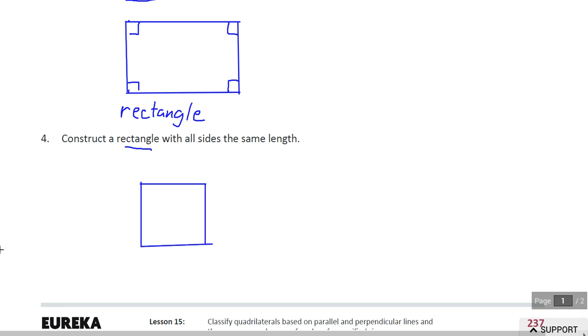All right, so we got a square. And of course, we know a square has all sides the same length, and they're all right angles.